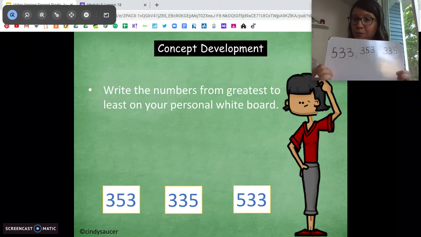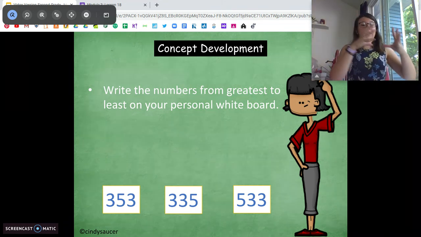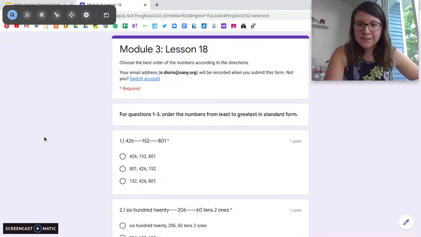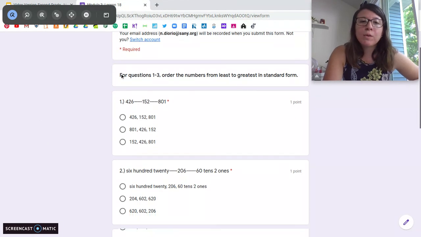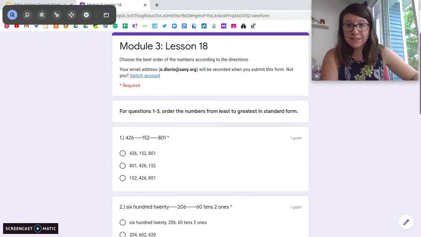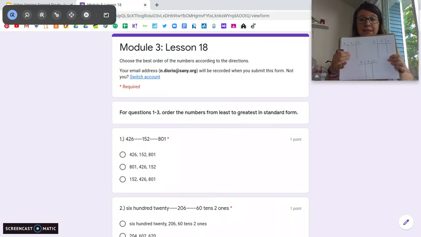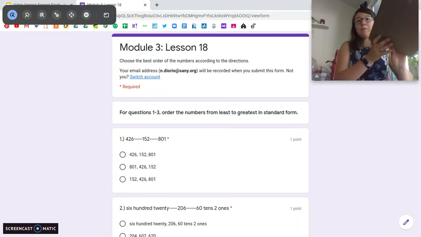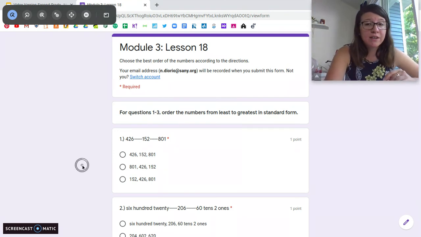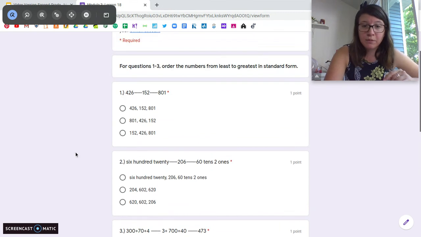Okay? You have to be careful with the wording. It's going to switch back and forth on you. So you have to know if it's going from greatest to least or least to greatest. And that can lead us right into our exit ticket for today. So for questions 1 through 3, you're going to order the numbers from least to greatest in standard form. Go ahead and use your chart from today's lesson to make these numbers so it makes it easier for your brain to work, because this first one is all written in standard form, but these next ones are going to mix it up on you a little bit.